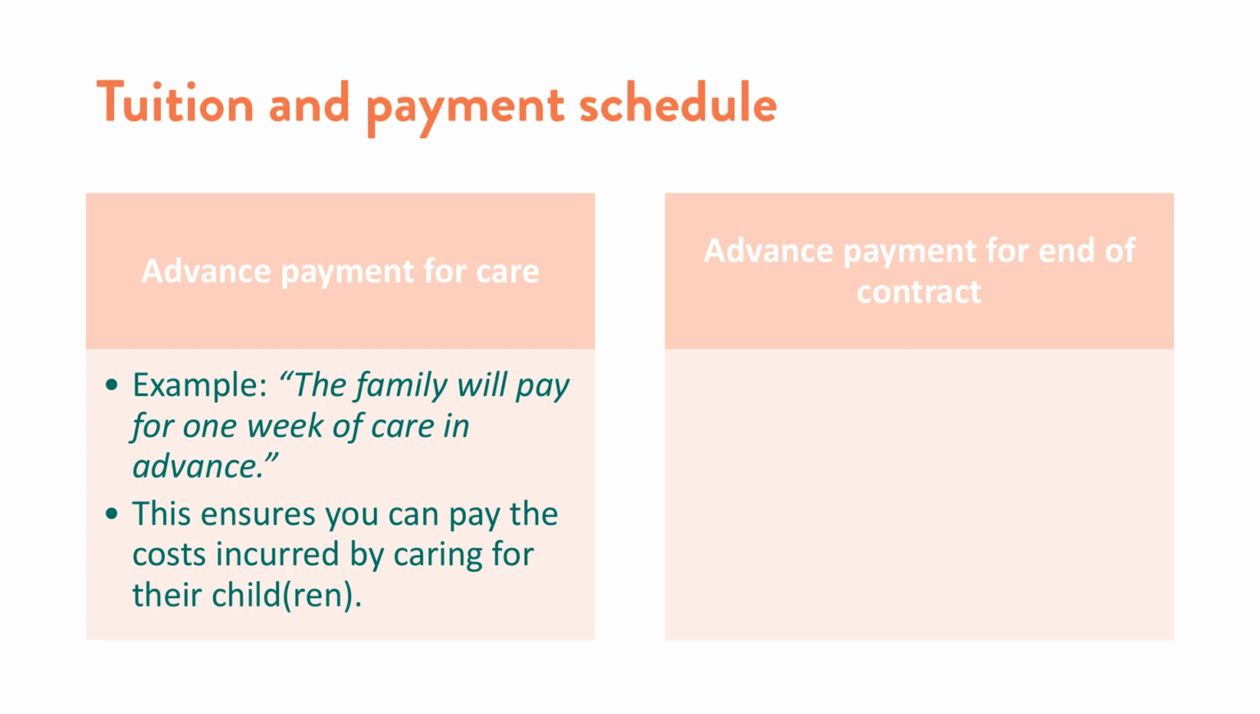Example: the family will pay for 1 week of care in advance. By having families pay for care in advance, they then pay for the service before it is used. This ensures you can pay the costs incurred by caring for their child or children. When childcare businesses allow families to pay after the care is provided, the business runs the risk of not being paid for services. Establishing this practice right from the start builds business stability.